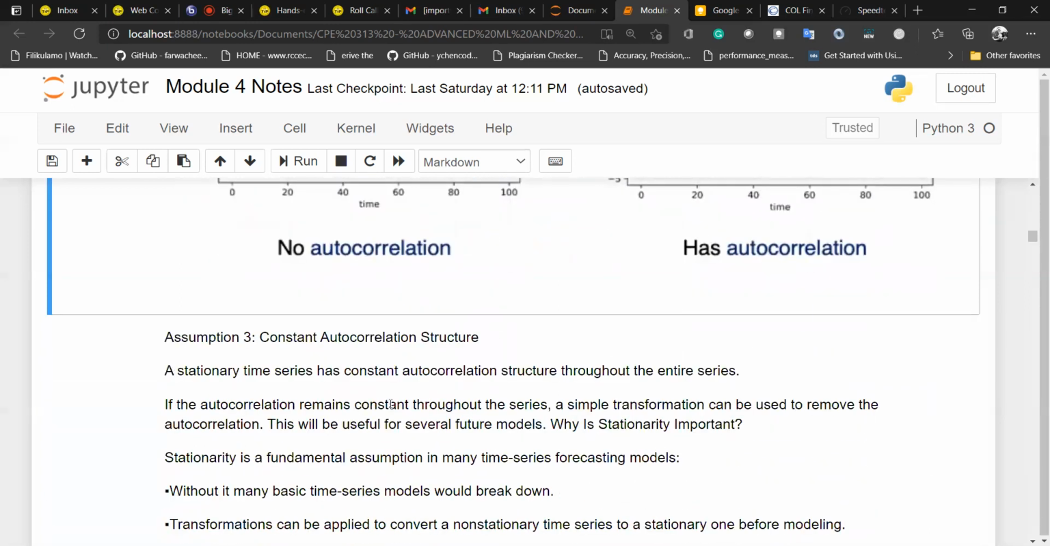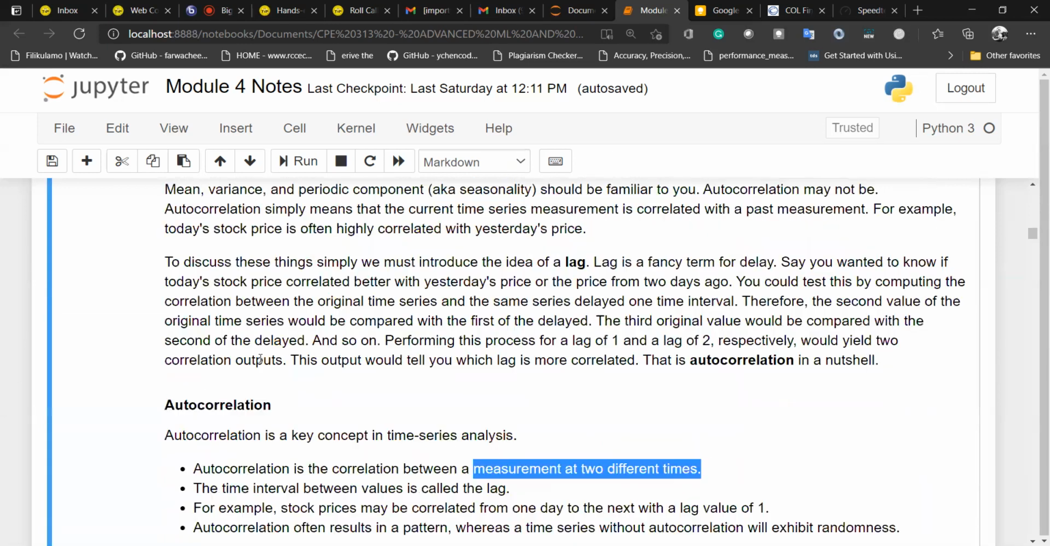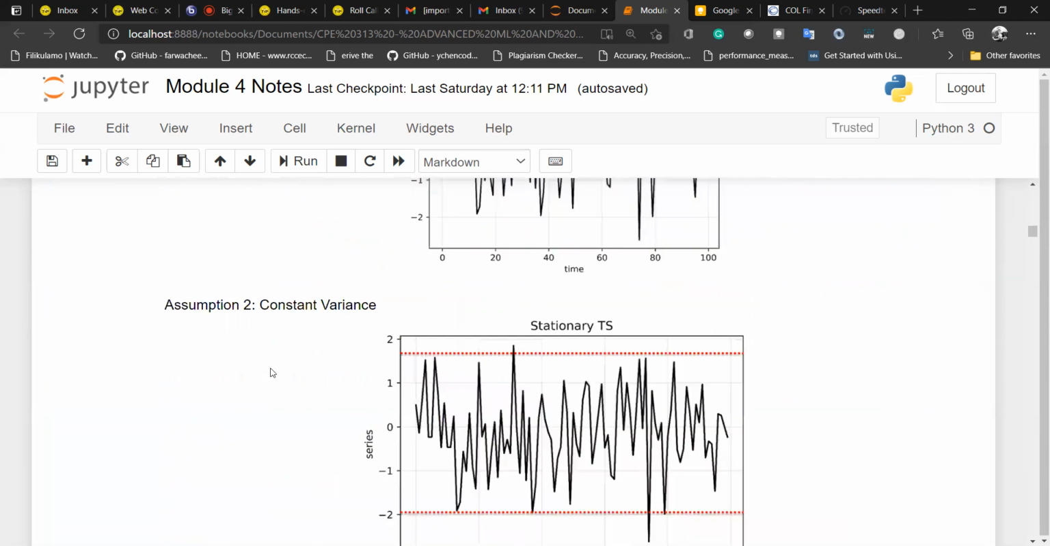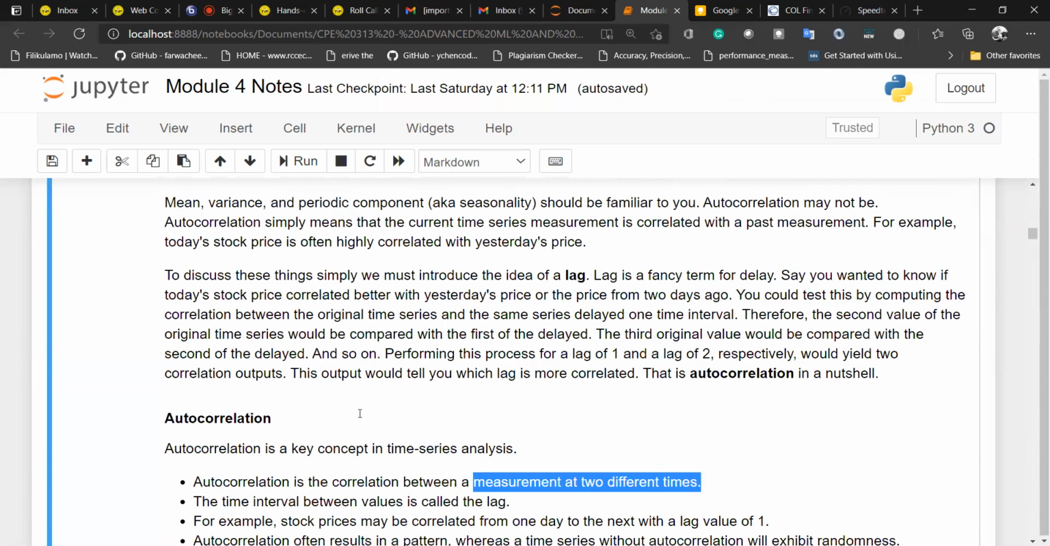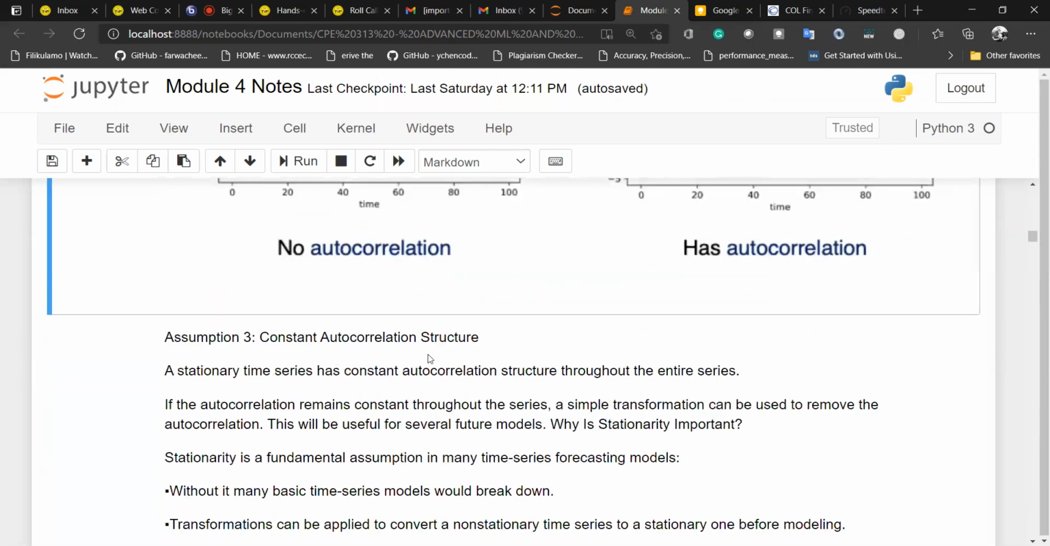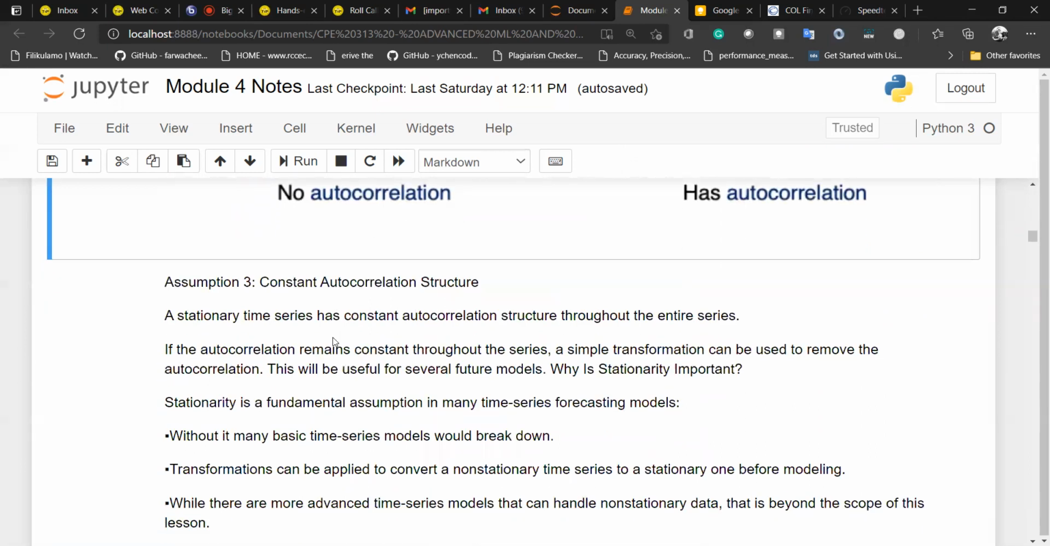Okay? There is also an assumption three. We have assumption 1 and assumption 2. So ano ba yung assumption 1 natin kanina? Constant mean, constant variance. Yung pangatlo is the constant autocorrelation structure. A stationary time series has a constant autocorrelation structure throughout the entire series. If the autocorrelation remains constant through the series, a simple transformation can be used to remove the autocorrelation.